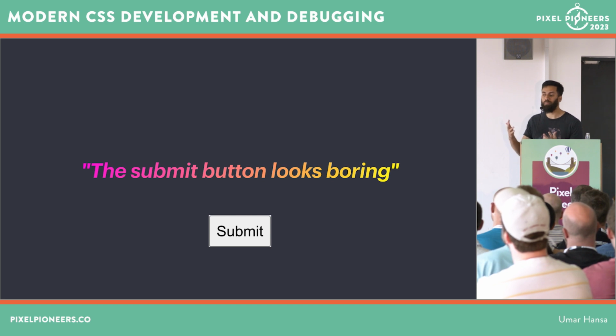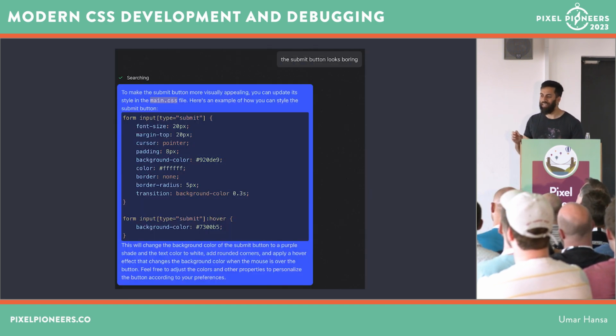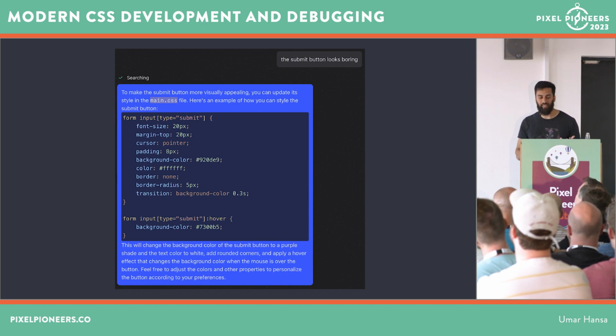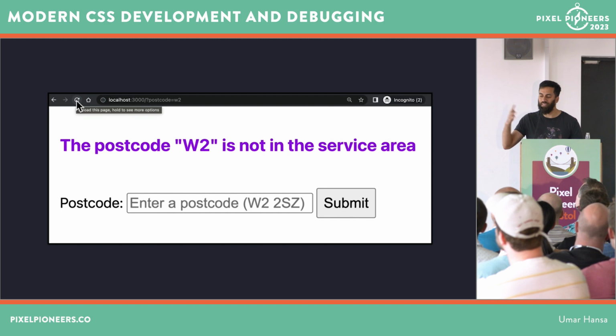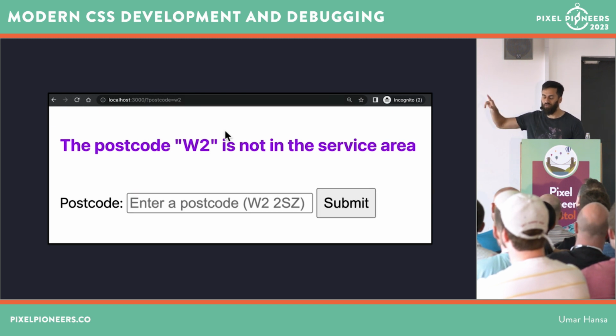So I say, the submit button looks boring. It's not even a question. And it does a decent job at figuring out what it is I want. So it chucks me some CSS to hopefully spice it up a little. And yeah, the CSS works. It's aligned somewhat with the existing patterns that I'm using in my code base. And there you go. You get a little fade in transition. It's color matched the button with the text. And yeah, that's pretty much it.